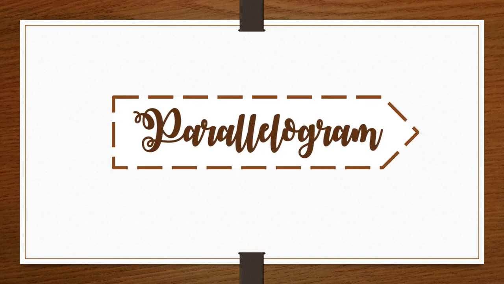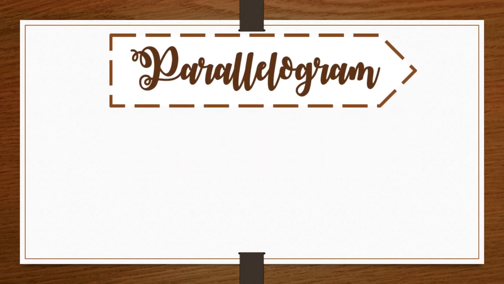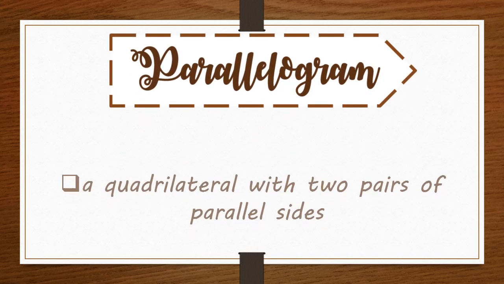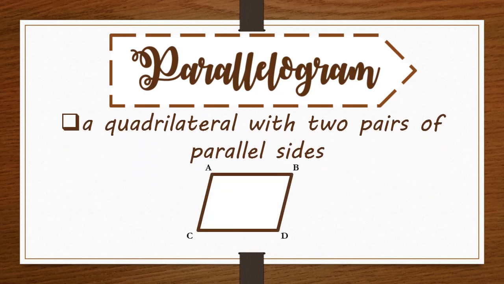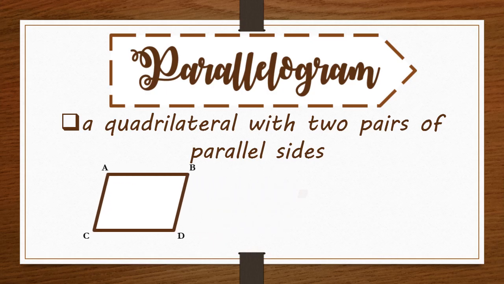To start with, let's have first the definition of a parallelogram. What is a parallelogram? It is a quadrilateral with two pairs of parallel sides. As you can see in the illustration, we have the letters A, B, C, and D found in each of its vertices. In naming parallelograms, we say parallelogram ABCD.